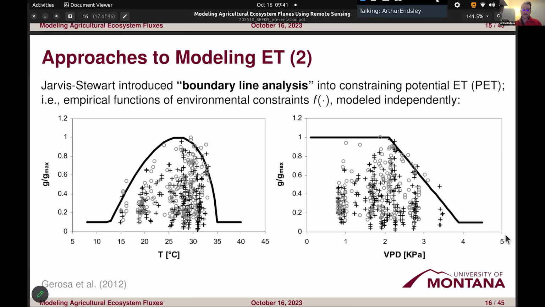They need to be independent. We know that there actually, of course, is an interaction between temperature and VPD and soil moisture and radiation and other drivers. But for this particular mathematical approach, they need to be independent. And so this normalization allows us to draw essentially the upper limit to that response, so really where that driving factor starts to become limiting to ET.